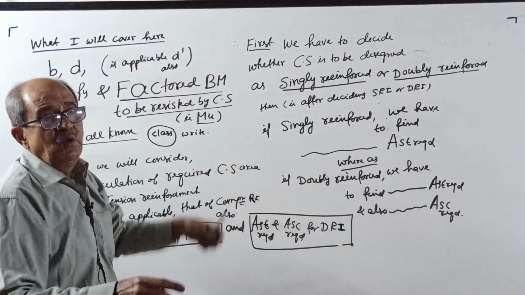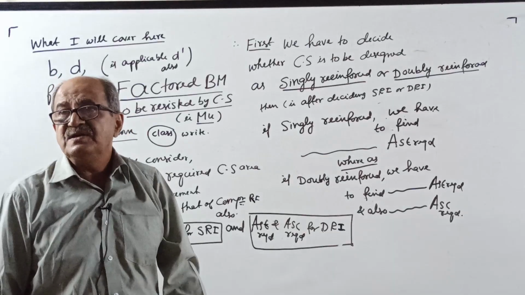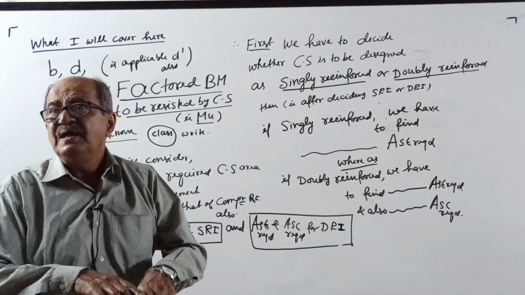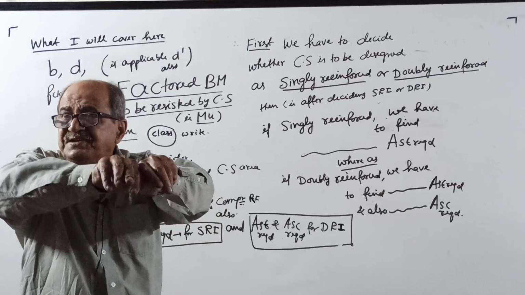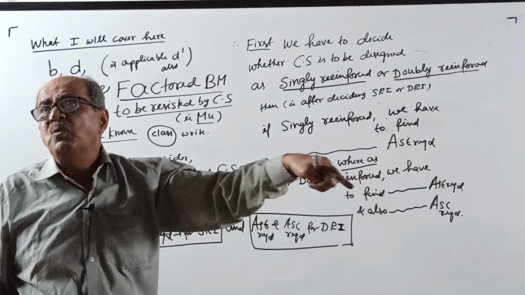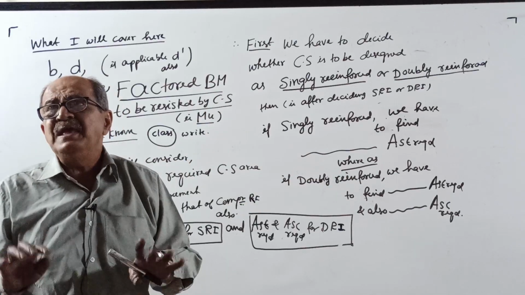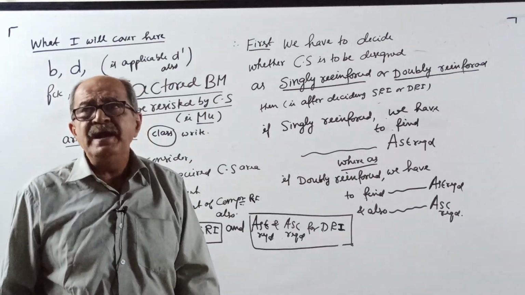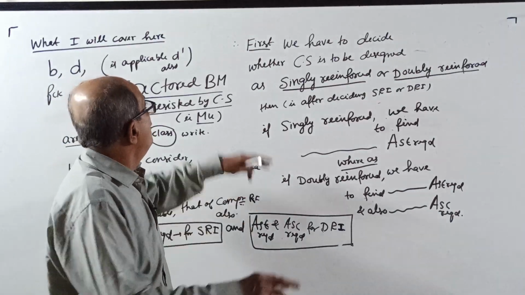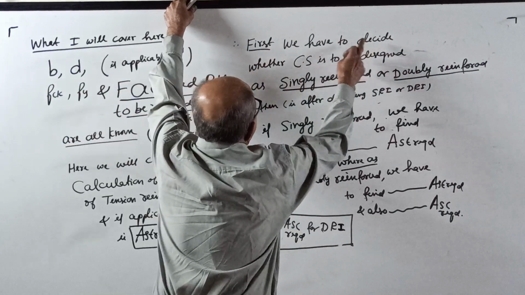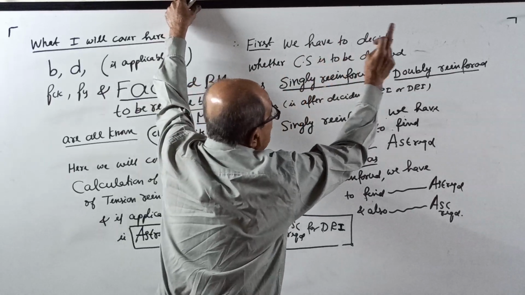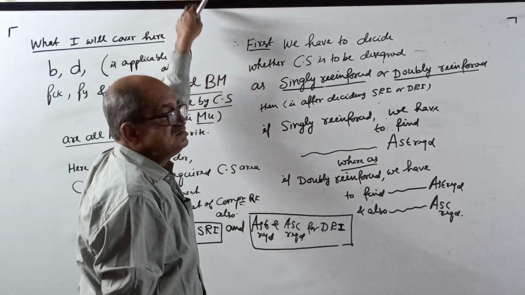Make a note. Required steel is such that the cross section can develop a resisting capacity either equal to the bending moment or more than the bending moment. We will make it equal. Then when you provide steel, you are providing slightly more, that will give more strength. Now, first we have to decide whether the cross section is to be designed as singly reinforced or doubly reinforced.